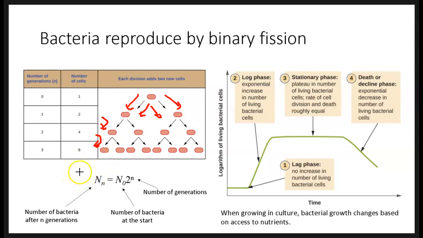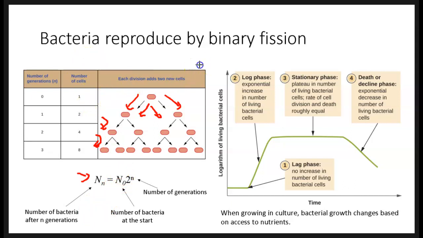So we use this equation to keep track of the number of bacteria after a number of generations, or bacterial reproductive cycles. This equation means that the number of bacteria after n generations is equal to the number of bacteria that we start with, N naught or N0, times 2 to the power of n, the number of generations. What this equation really means is that the number of bacteria that we have after a number of generations is just doubled every single generation.